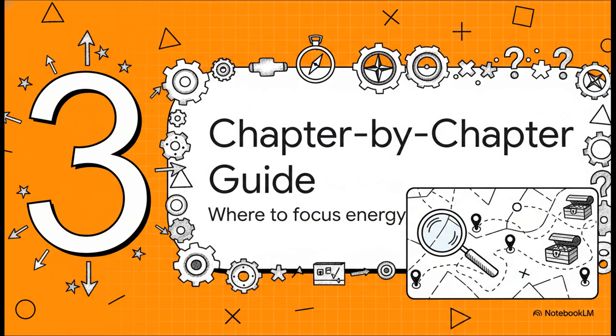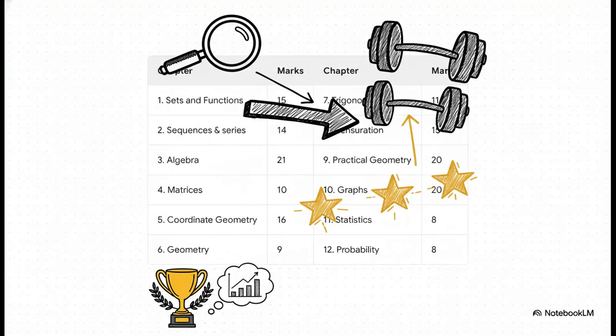So, we've got the how and the what down. Now for the most important part of the blueprint, the where. We're talking about the chapter-by-chapter mark distribution. Think of this as our treasure map. It's going to show us exactly where the most points are buried. And here it is, the full breakdown. At a quick glance, you can see how many marks each chapter is worth. Now look, every chapter is important, of course, but some of them are absolute titans.